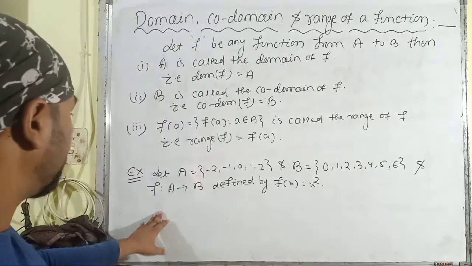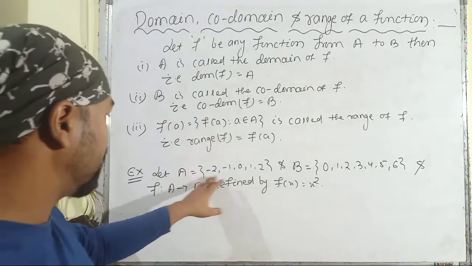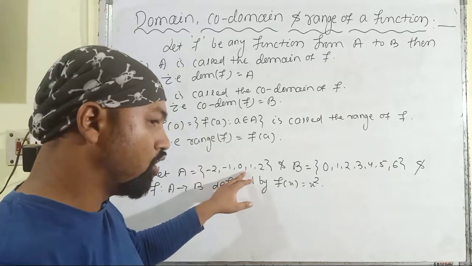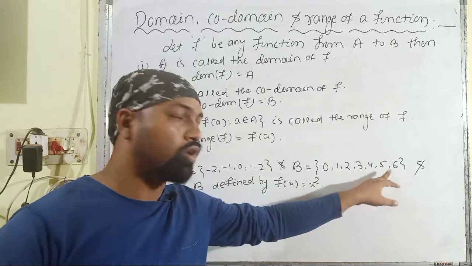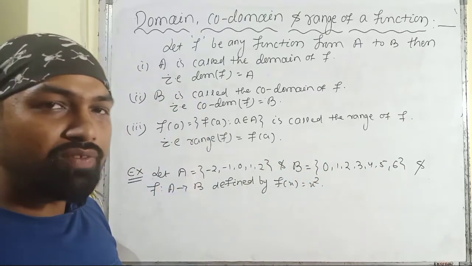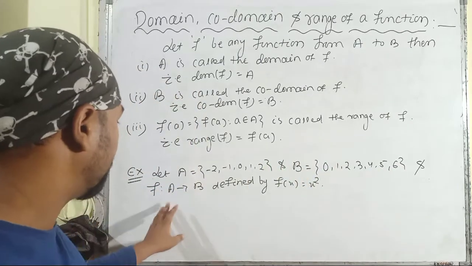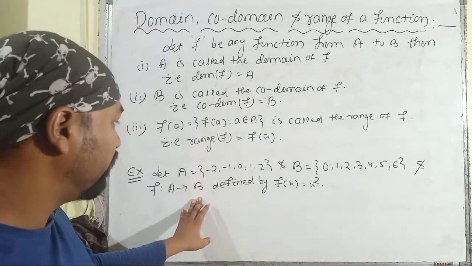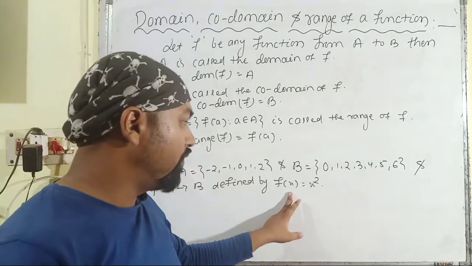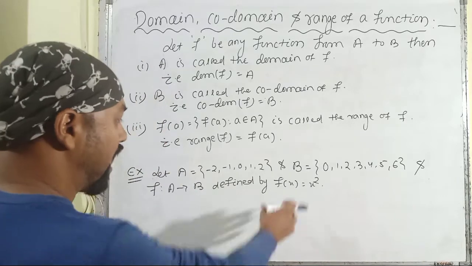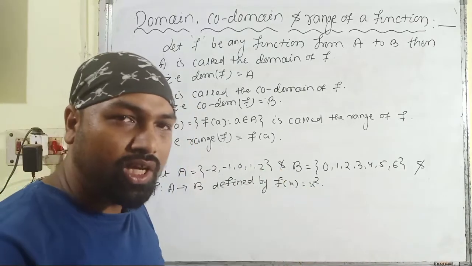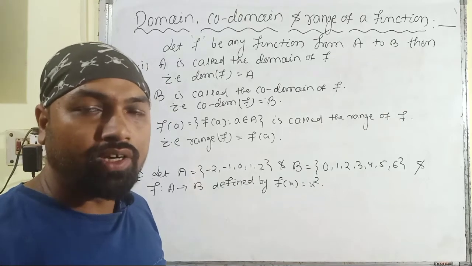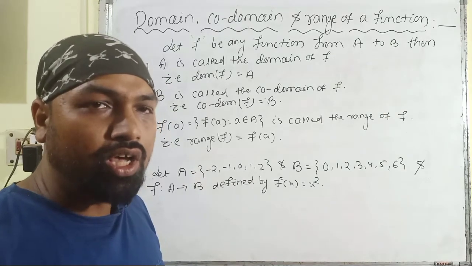And the example is like this. Here the first set A is given to you: -2, -1, 0, 1, 2, and then B is defined as 0, 1, 2, 3, 4, 5, 6. And f is a function from the set A to the set B defined by f of x is equal to x square. That means we have to use this condition to find the function here, and from the function we have to find the domain, codomain and the range.